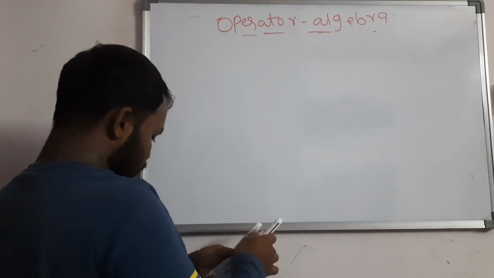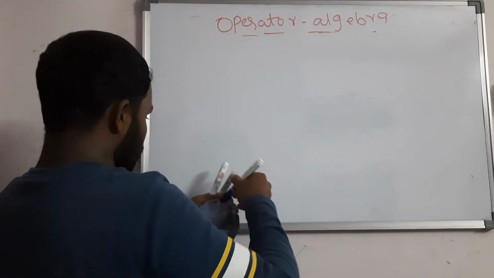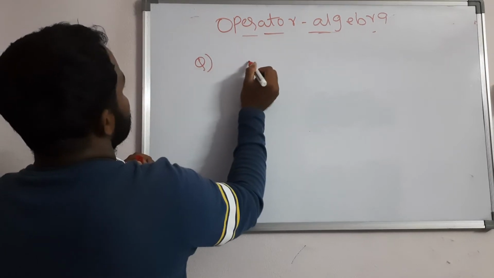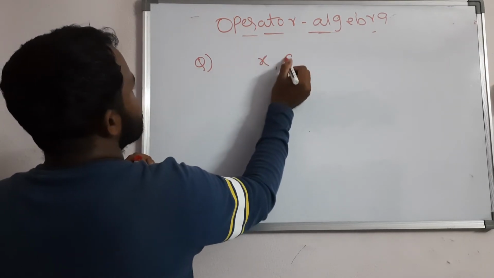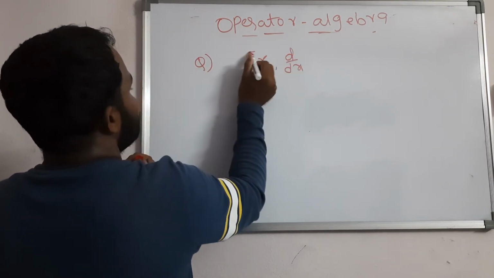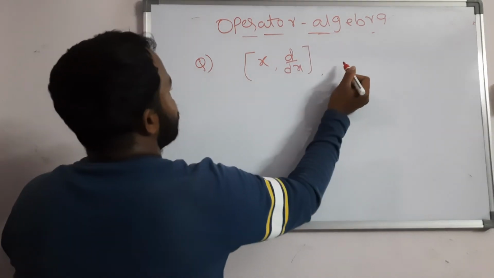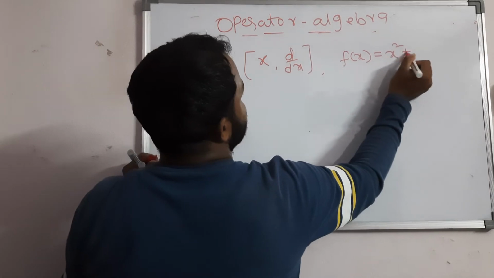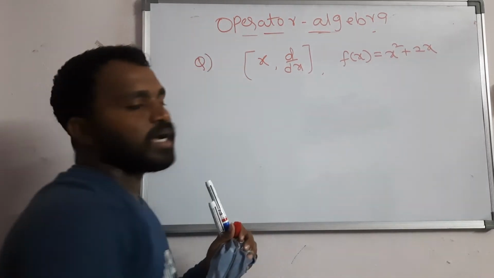So first you should write the question: [x, d/dx]. The commutator I am taking is [x, d/dx], and the function I am going to take is f(x) = x² + 2x. Show whether they commute or not.